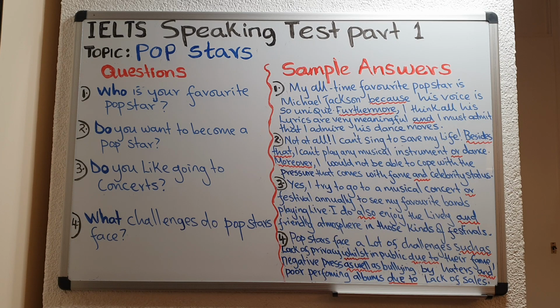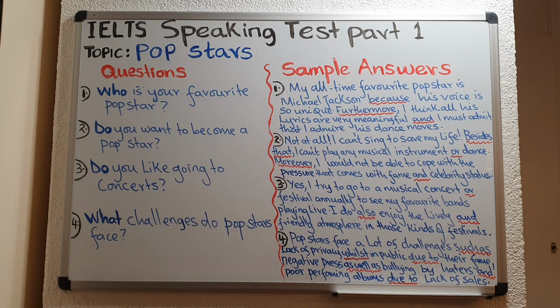The next tip is ensure that you use a variety of sentence structures in your answers. Use simple, compound, and complex sentences. A simple sentence has 1 verb. A compound sentence has 2 verbs. And a complex sentence has more than 3 verbs. I will give you some examples of some of those sentences that I have used in my answers.